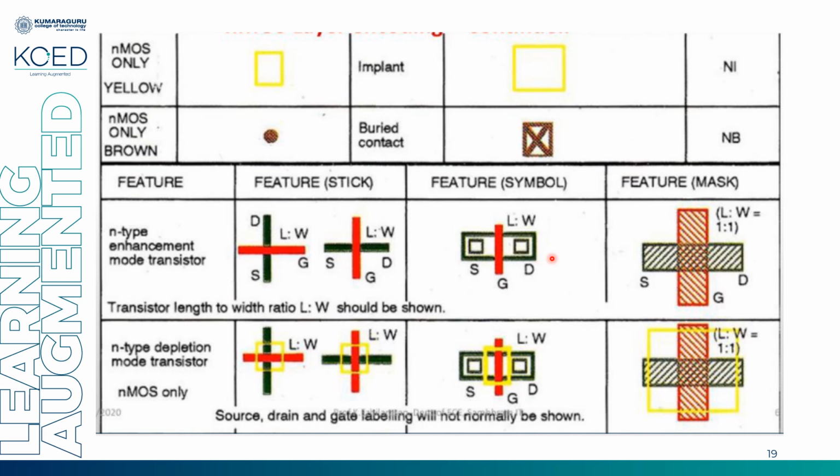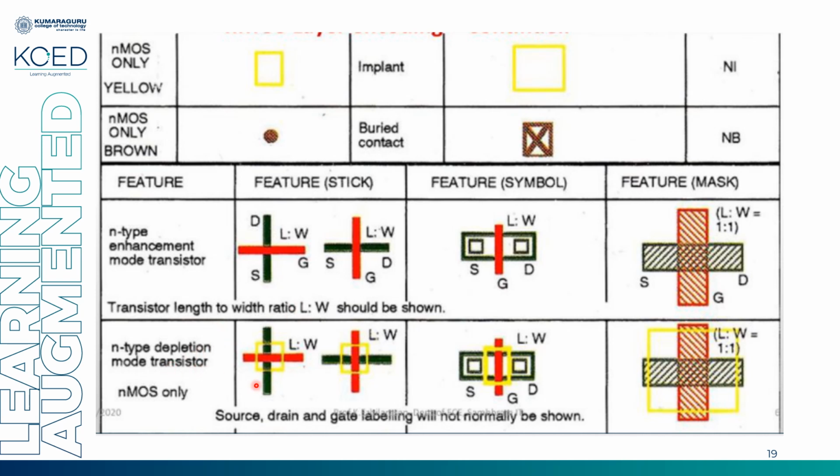Whenever poly or gate crosses diffusion, whenever poly crosses diffusion, then it is a transistor. Whenever a poly crosses the diffusion, then it is a transistor. So this is N-type enhancement mode. Normally what you learn is the enhancement mode transistor. You don't have a channel, you create the channel. N-type depletion mode transistor means the channel is already there.